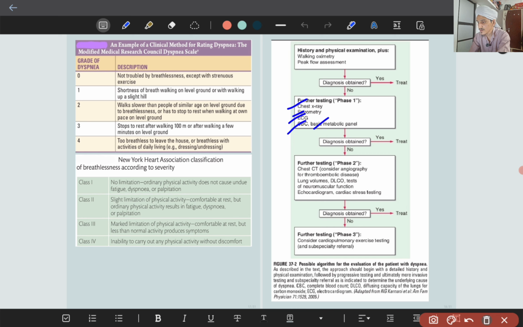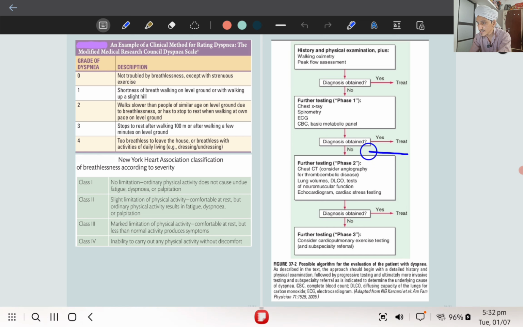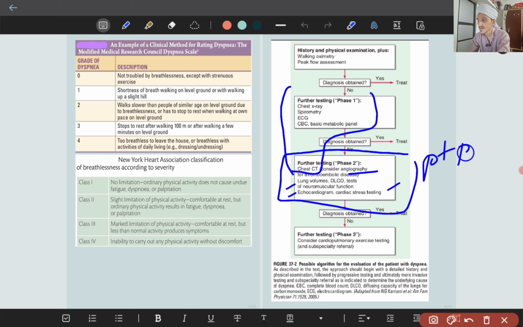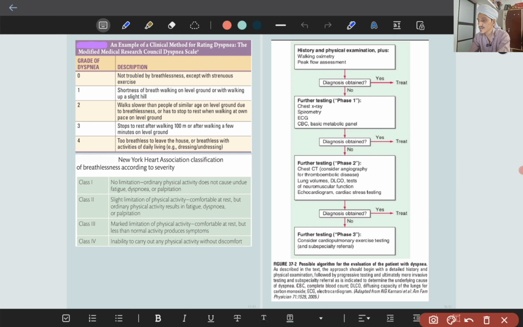Again, if you don't know the cause of breathlessness, these are the second line investigations which you can do. So a general physician can go up to chest CT, up to here. Above that, like angiography, CT angiography or lung volumes, DLCO, or tests for neuromuscular function, echo, cardiac stress testing, then the patient should be referred to a specialist. Okay, still if you don't know the diagnosis, consider cardiopulmonary exercise testing.